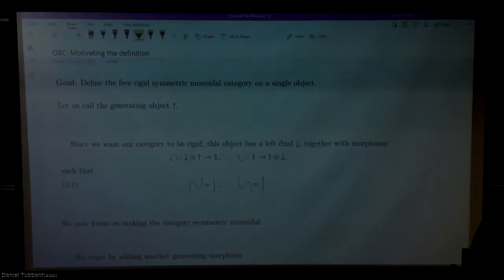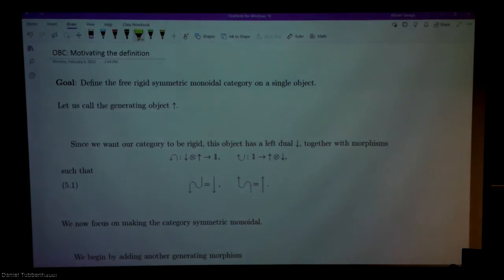Okay, thanks. So let's just remind ourselves where we ended off last time. We discussed duality in monoidal categories, and then we discussed some compatibility between symmetry and duality. So things that hold automatically anytime you have a rigid symmetric monoidal category.